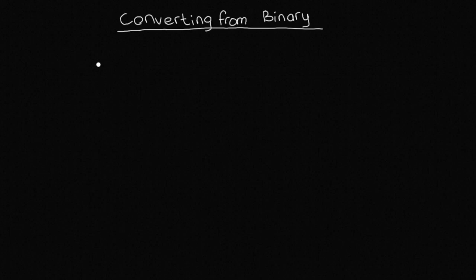Hello everyone, in this video we're going to be converting from binary to decimal. So to start off with, we need a binary number. So we're just going to create a binary number. It doesn't actually matter what it is, but for this example we'll just make up a binary number. So we'll say 1 0 0 1 1 0 1 0.